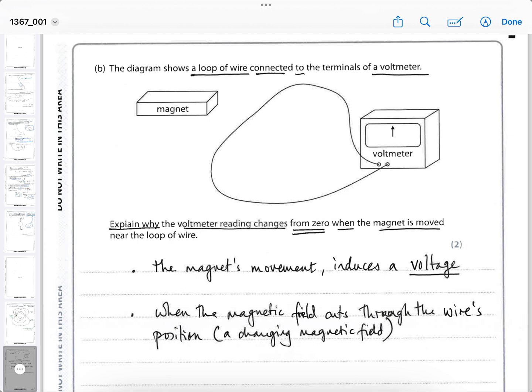It says the diagram shows a loop of wire which is attached to a voltmeter. It's a sensitive voltmeter, because it's just a loop of wire. And then it says explain why the voltmeter reading changes from 0 when the magnet is moved near the loop.